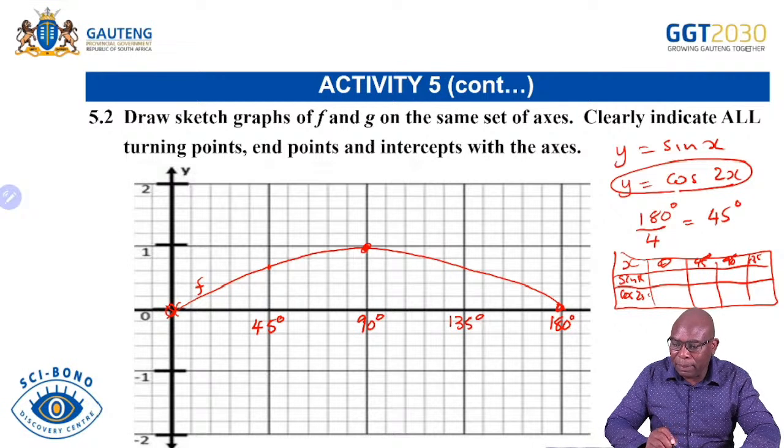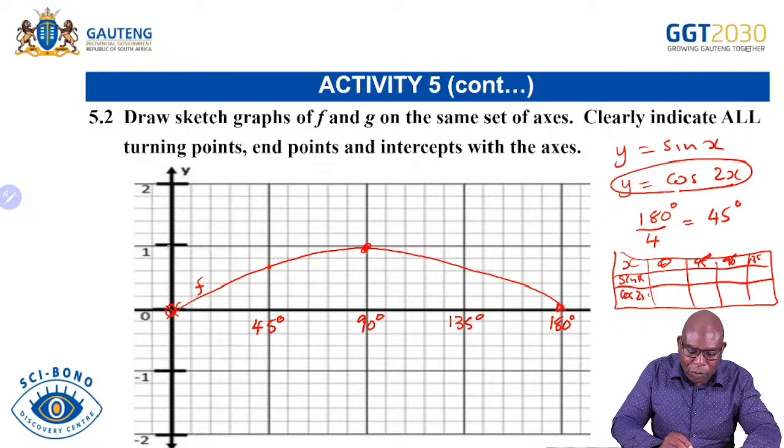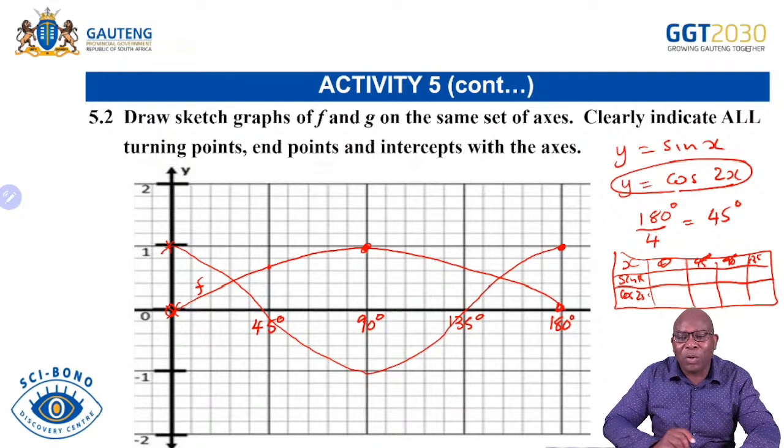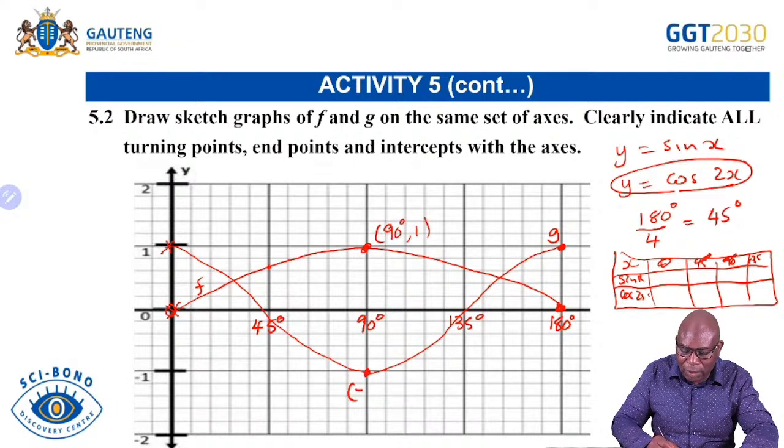Now my G graph, if I put my points together, I'm going to start here at 1. My graph goes there and goes there, and from there it goes there, and here I don't have an arrow. If you put an arrow, you're going to lose a mark for the shape. These graphs stop here, so they don't have arrows. So I've got an F graph here, I've got a G graph here. You must name your functions. And I must write down what that point there is. It's 90 degrees and 1. This point here is going to be 90 degrees and -1.